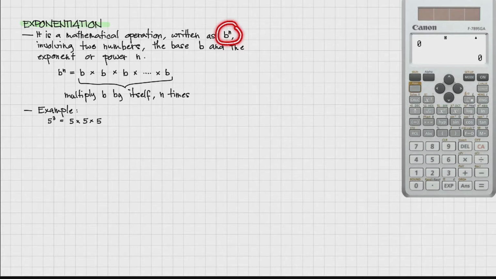And there are two numbers involved in this one, which is b, the base, and then n, the exponent, or the power. And what does this really mean? It just means that we're going to multiply b by itself n number of times. Now, an example of this is 5 raised to 3, or 5 raised to the power of 3, or 5 raised to the third degree, or 5 cubed. There are different ways of saying this, but they basically mean the same thing. It just means that we're going to multiply 5 by itself 3 times. So you have 5 times 5 times 5. There you go.